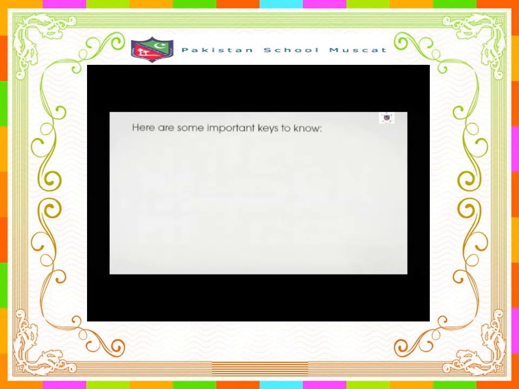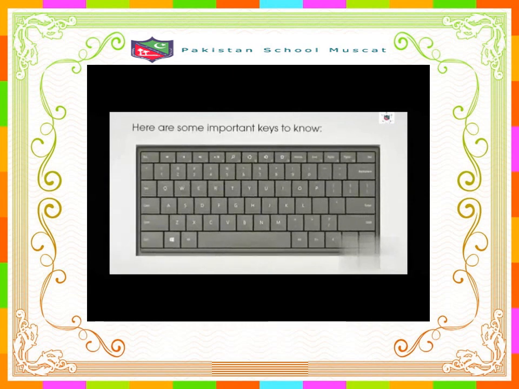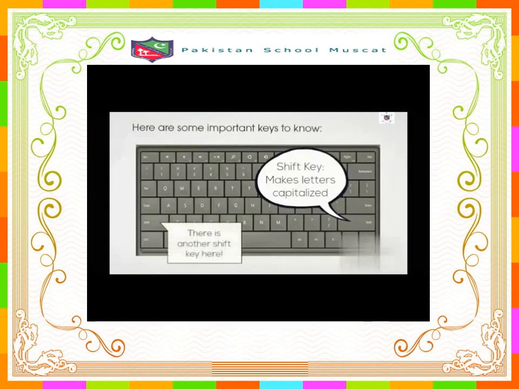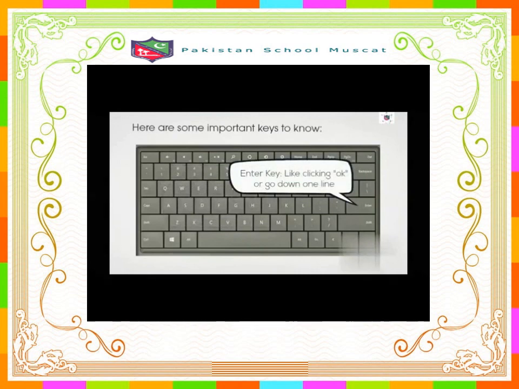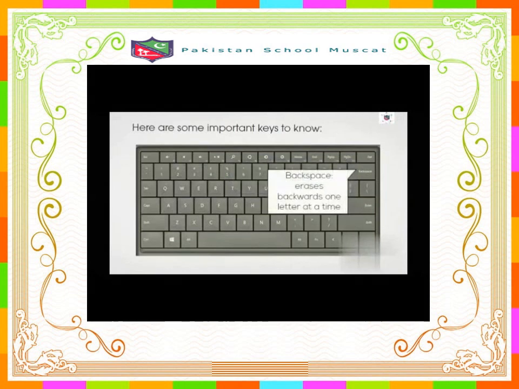So there are some important keys to know on the keyboard. The first one is the Shift key, which makes letters capitalized. You can find the other Shift key on the right hand side as well. And this is the long space bar. It adds a space between the words. The other key is the Enter key, like clicking OK or going down one line, going to the next line. The next one is the Backspace. It erases backwards one letter at a time. Erases means deleting.